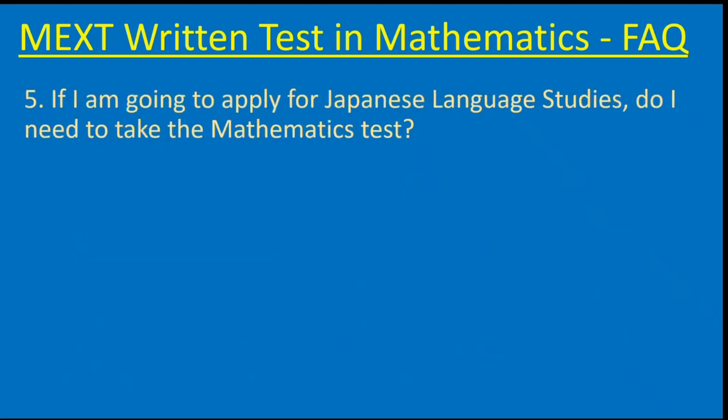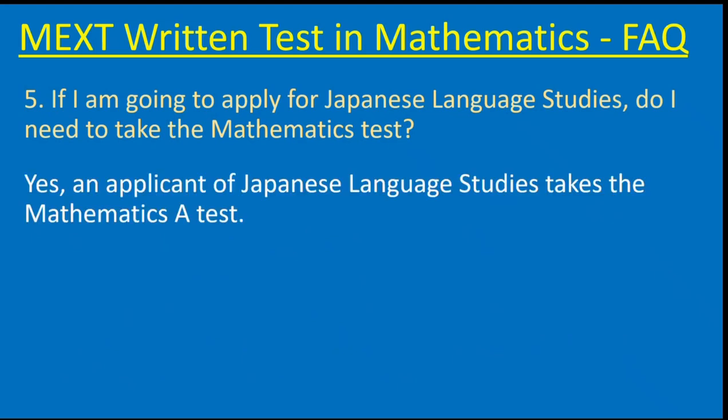If I am going to apply for Japanese language studies, do I need to take the mathematics test? Now, this is a very important and confusing area. The answer is yes. An applicant of Japanese language studies takes the Mathematics A test. In general, every MEXT undergraduate applicant has to appear in a mathematics test, be it A or B. There is no field of study, no category, in which mathematics is not present. So every undergraduate MEXT scholarship applicant must appear in a mathematics test.